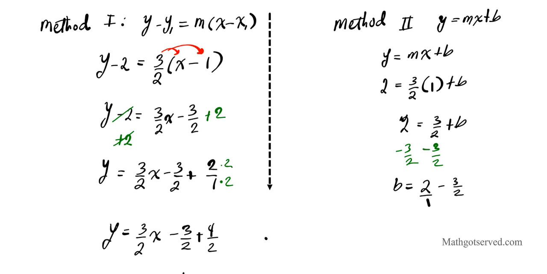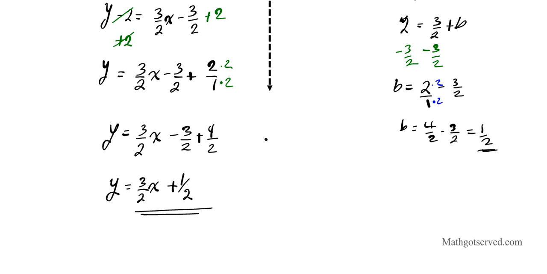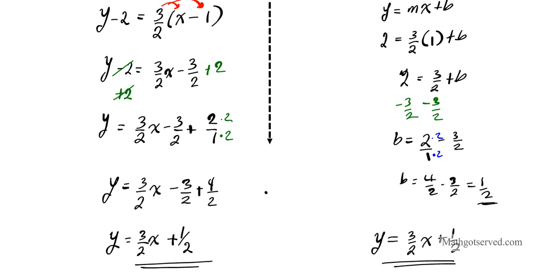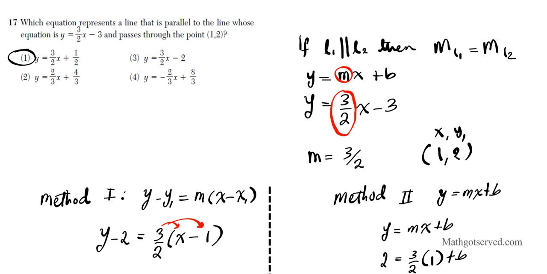Express 2 as a fraction. Find the LCD, which is 2, so times this by 2 top and bottom. So we have b equals 4 over 2 minus 3 over 2, which equals 1 over 2. Okay, so now I know my b and I know my m. I already knew my m before, so my equation is going to be y equals mx plus b. All right, so there goes your answer. So whichever method you like, you can go ahead and use. All right, so the answer is option 1.